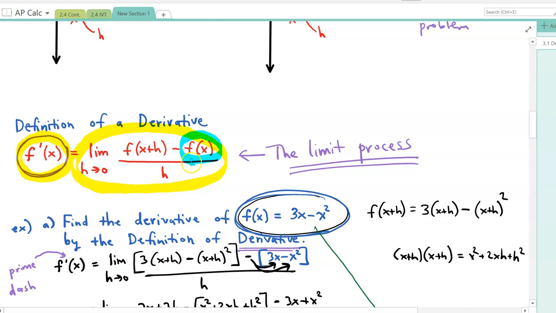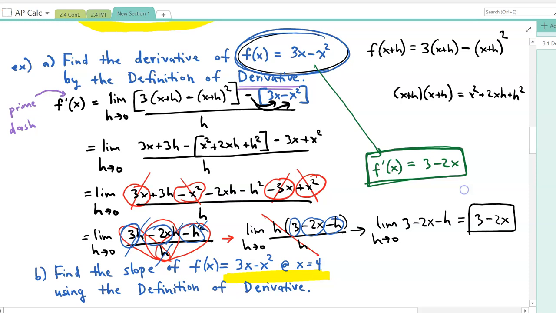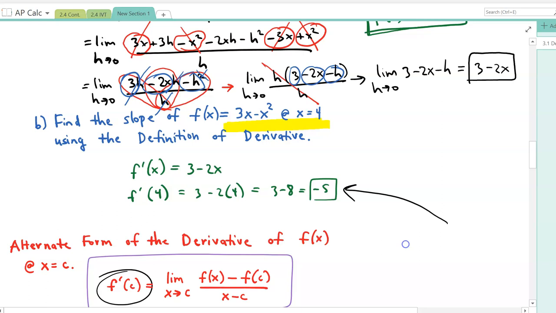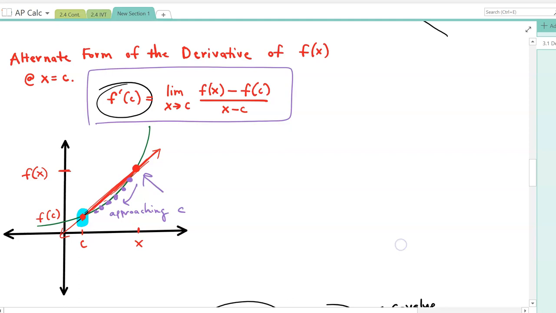And so you could do the whole process of doing the limit, but if you recognize that this f of x is your function, later on in chapter 3, you're going to figure out a shortcut to find the derivative. But as long as you know how to find the original function, the original f of x, you'll be okay. So then, this is a lot of algebra, simplifying or factoring to find out what the derivative is at a particular place. There's another way of doing this, that's called the alternate form. But I think we're going to practice some more.